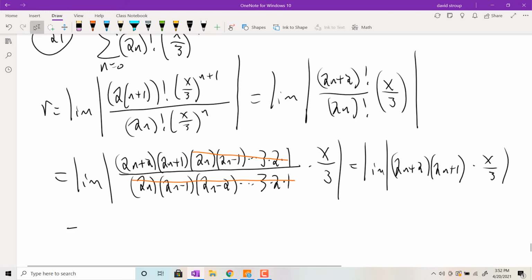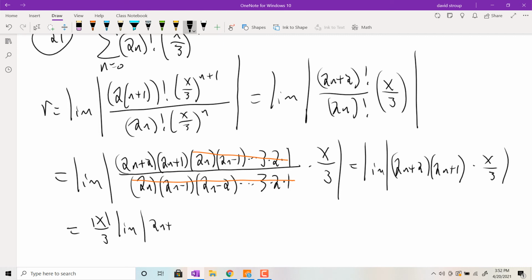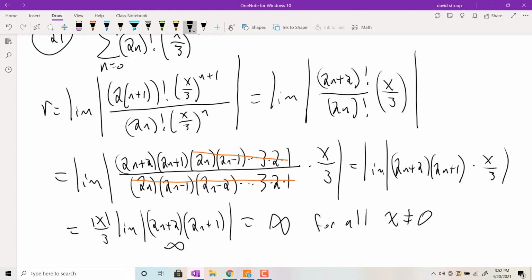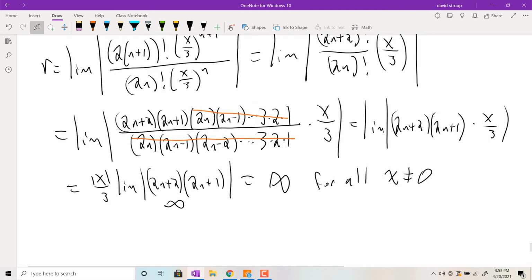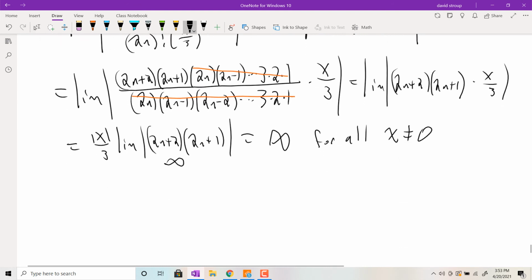You can factor out the x over 3. You need the absolute value still. Then the limit of 2n plus 2 times 2n plus 1. This part is going to infinity. Right? So this will equal infinity for all values except when x is 0. And when that happens, the only place it converges is at x equals 0. So the interval of convergence would just be the point 0. Okay.